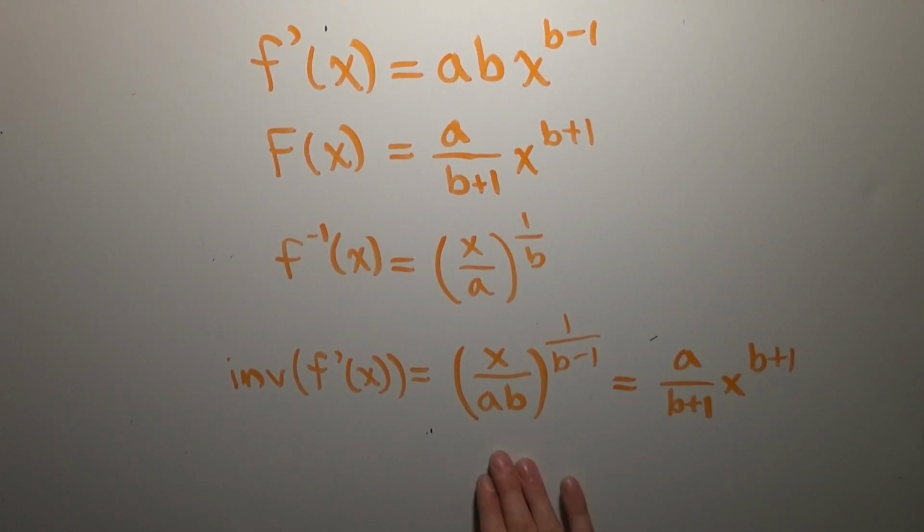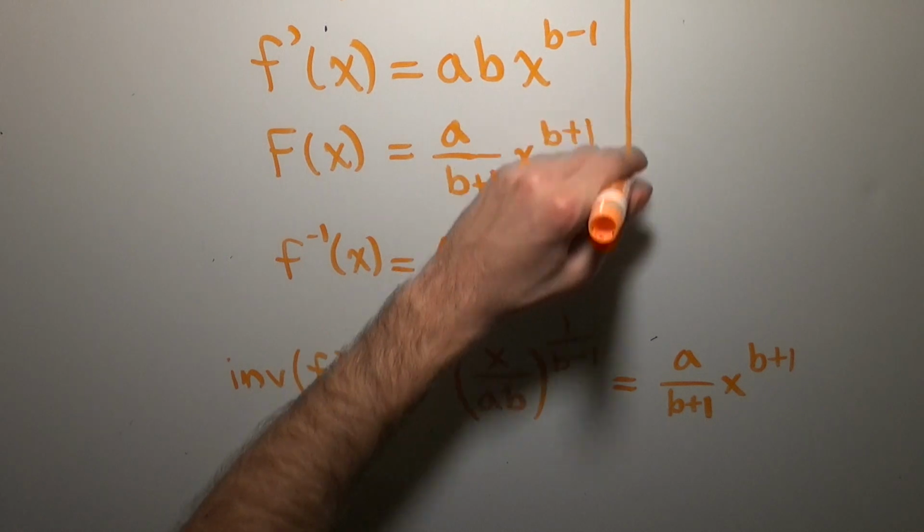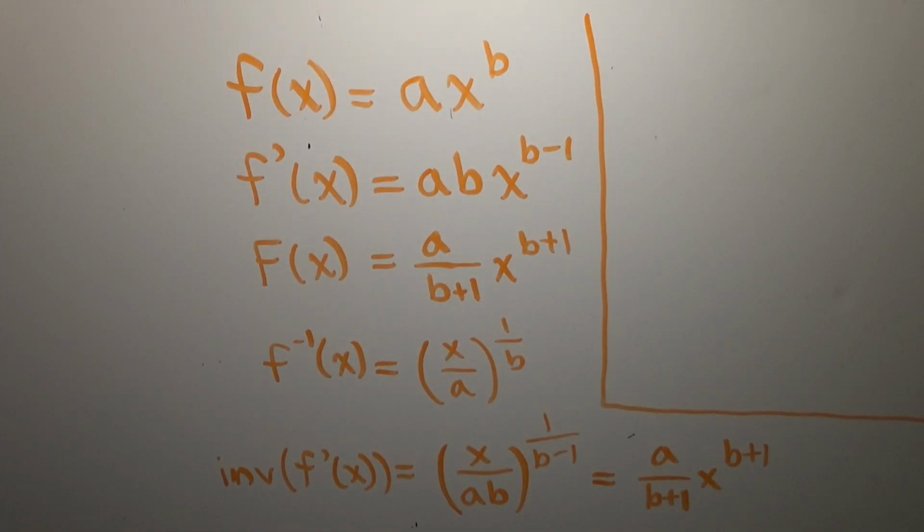And of course, the only way that two polynomial terms can be equal to each other is if their coefficients are the same and if their powers on x are the same. And so we can solve part of this problem by first looking at the powers of x. We see that we have b plus 1 and 1 over b minus 1. Since we want to set these things equal to each other, those powers must actually be the same.